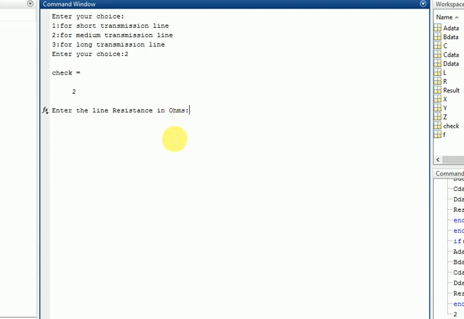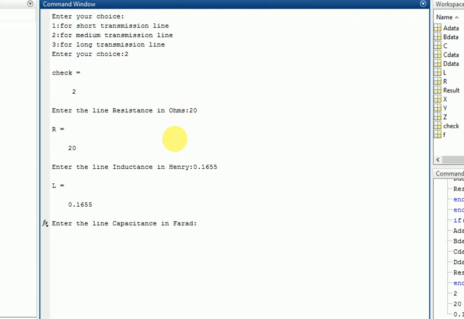Now it is asking for the values of the RLC. I am entering R as 20 ohm. Then L is 0.1655, which I have entered over here. Then it asks for the farad, that is capacitance, so it is 1.0027e-6. So it is in microfarad. It is taken over here. Now enter the frequency, so I am entering 50 Hz over here.